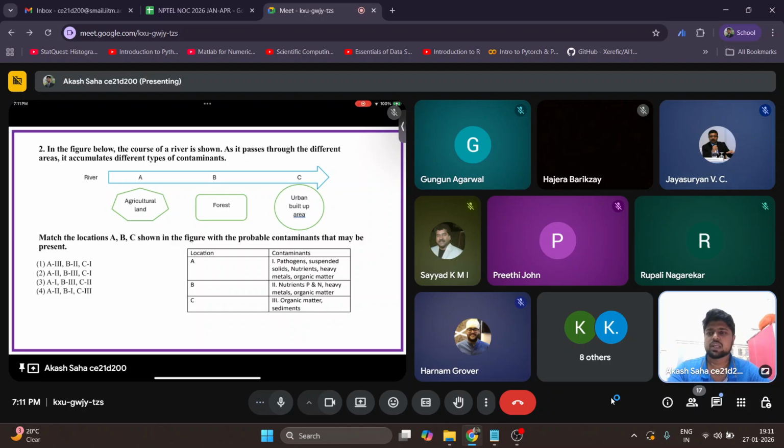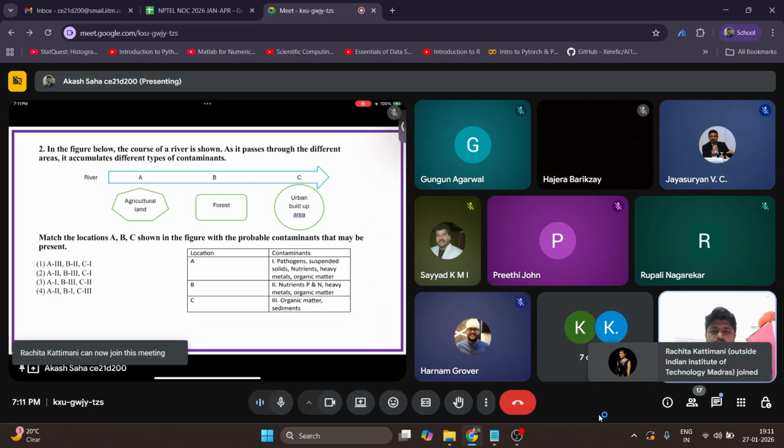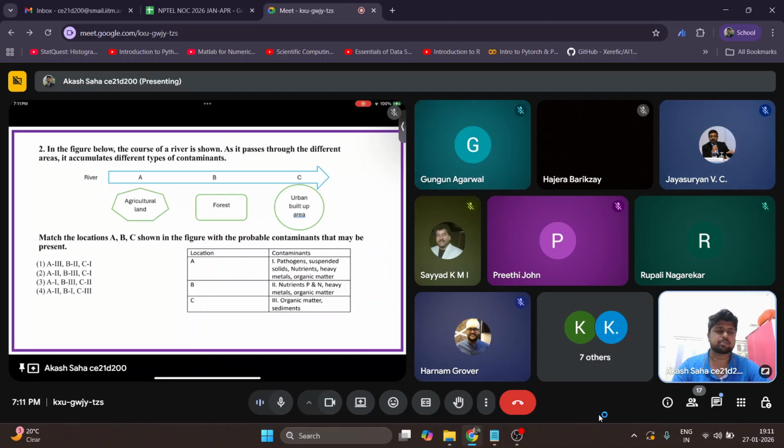Okay, the next problem. In the following figure, the course of a river is shown. As it passes through different areas, it accumulates different types of contaminants. So we have part A, an agricultural land, then B, a forest, and then C, an urban built up area. So you have to match the location with the kind of contaminants that it can have. Somewhere we can find pathogens, suspended solids, nutrients, heavy metals, organic matter. In some places we can find nutrients, heavy metals, and organic matter. And in some places we can just get organic matter and sediments. So what do you think is the correct answer?